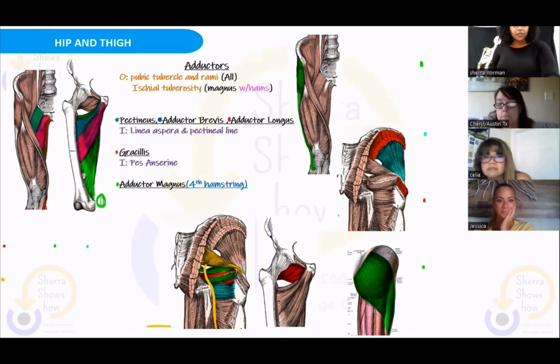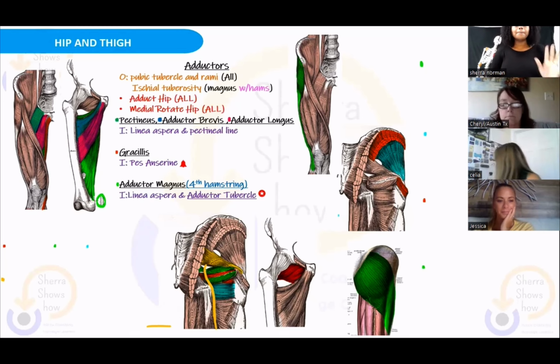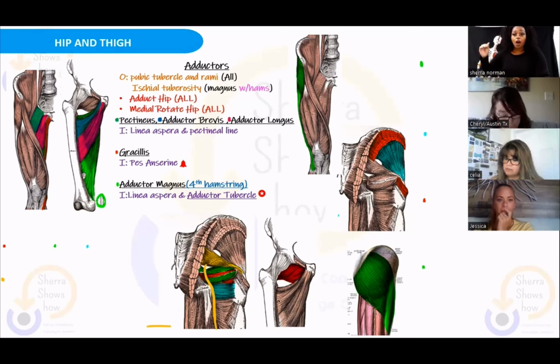But they also insert on different places. Gracilis inserts on the pes anserine. So we know that's the one that flexes the knee, okay? And then we don't even care about the rest, okay? But here's the thing about the adductors. They have complex actions. If you can remember that they all adduct and medially rotate the hip, you will be fine. As a group, all of them adduct and medially rotate the hip, okay? Now, if you care to remember, it's in gray. Everything except gracilis also flexes the hip.